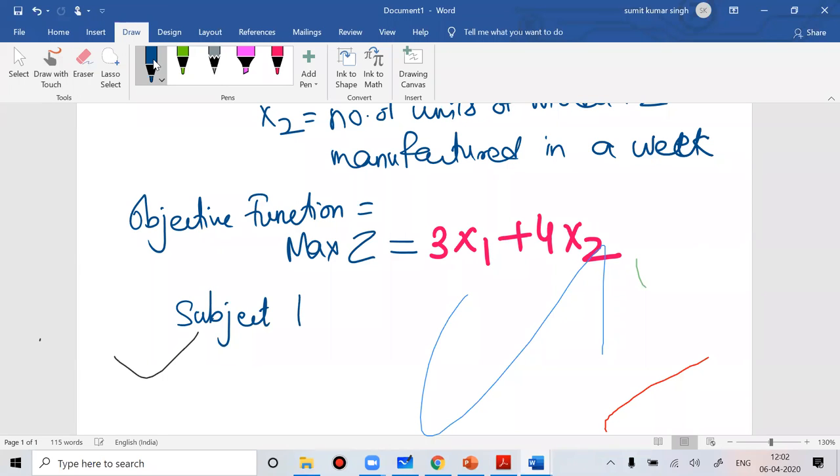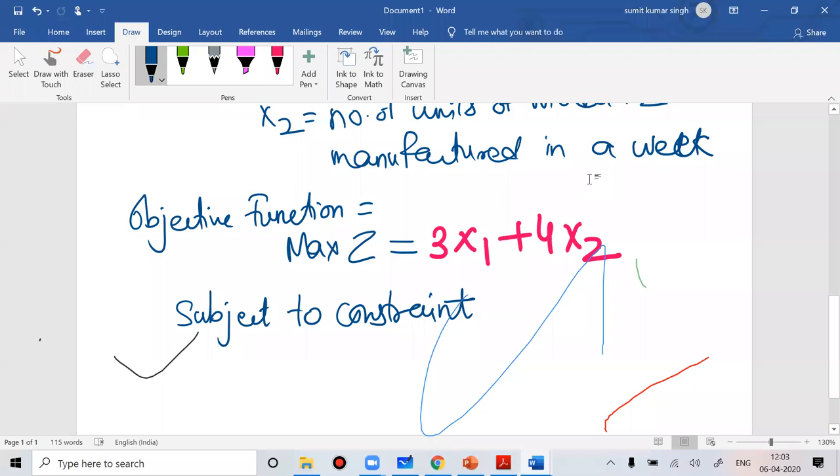What do you want? I want to maximize 3X1 plus 4X2. But you cannot simply maximize it. Like, I'll say I want to study the whole day. Okay, you have 24 hours. Can you study 24 hours? No, there's a problem. What is the problem? You have to sleep. So those are constraints. The company wants to maximize the profit in a week.